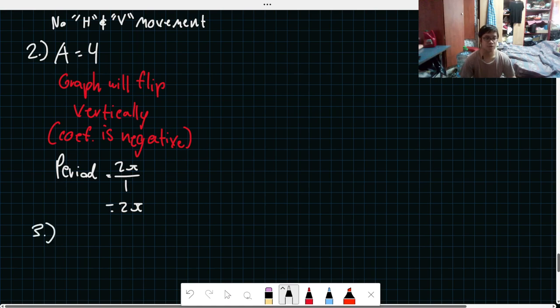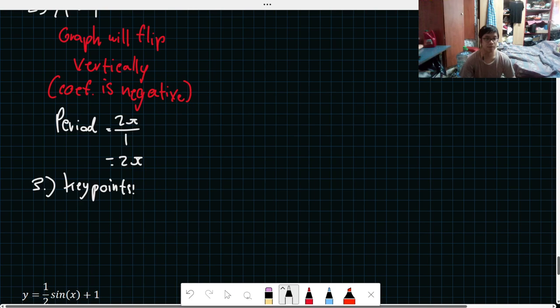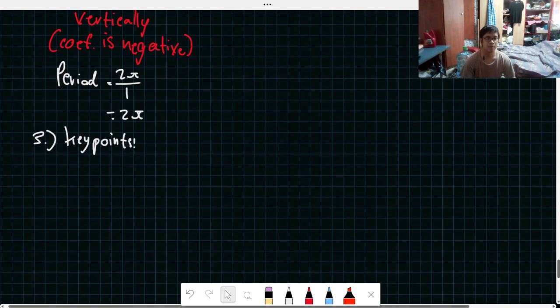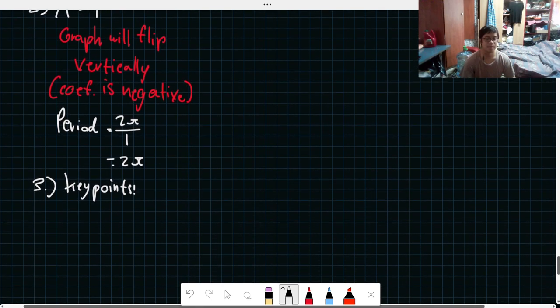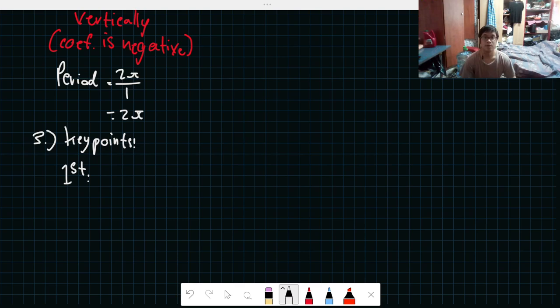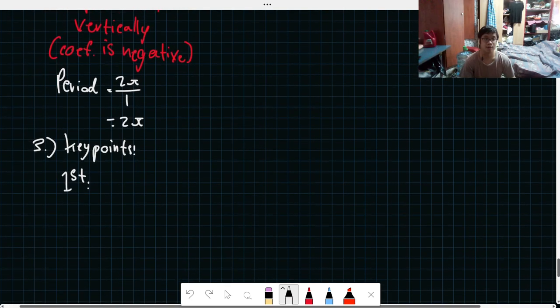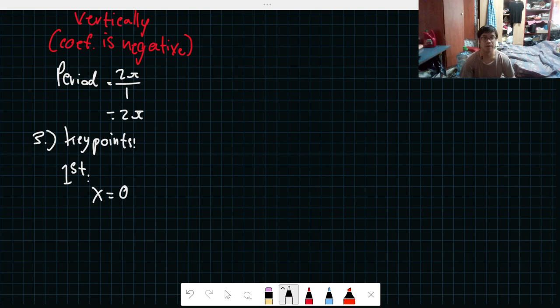Now the third step is to find the key points. Let's start with the first key point. I'm just going to bring them all down. I never thought that I'd need more space. For your first key point, to find your x, you solve for x by equating what's inside your sine function to zero. Since inside your sine function is x, you have x equal to 0. And we already solved for x, because x here is 0.